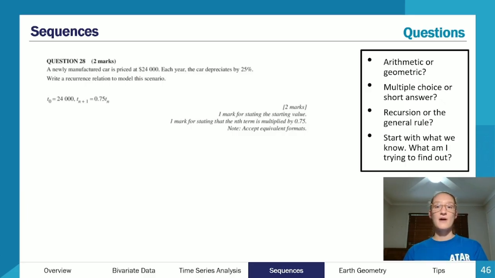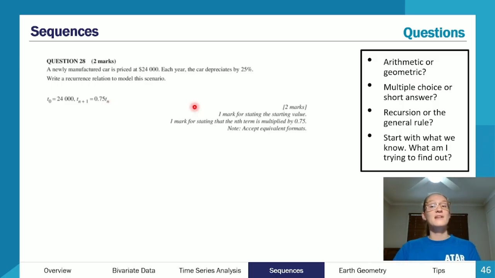And then another helpful thing to help you step through a sequence type question is to always start with what you know. Here, we can see that a newly manufactured car is priced at $24,000. Each year the car depreciates by 25% and we're writing a recurrence relation. So this is what they've written here. They said T0 equals 24,000, our starting value, and then we've got Tn+1 equals 0.75 Tn.